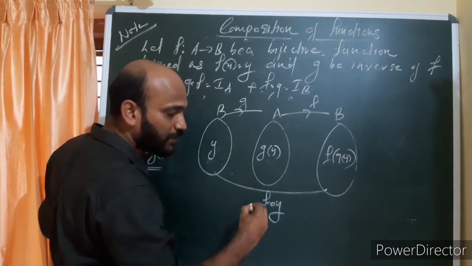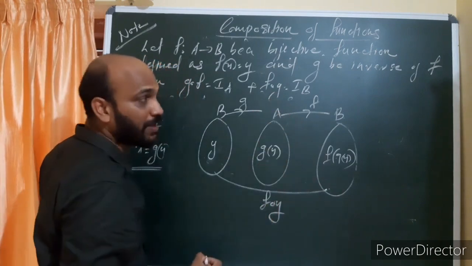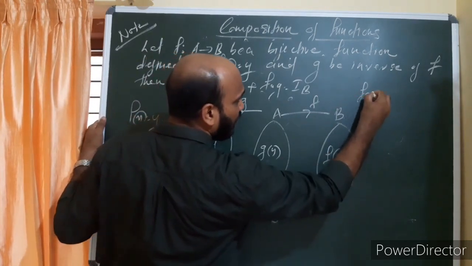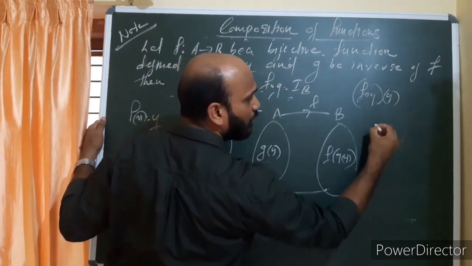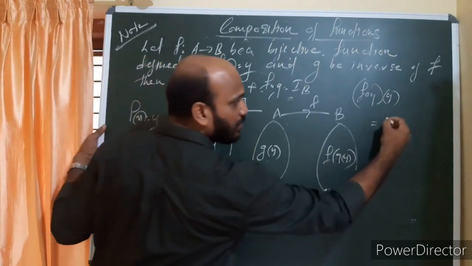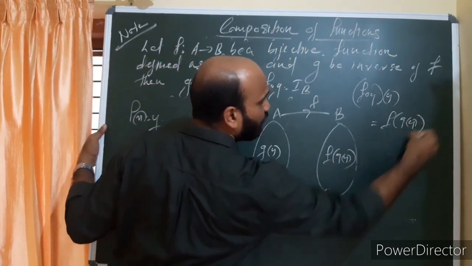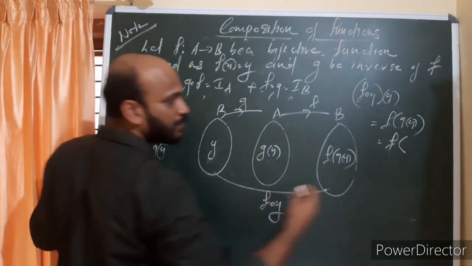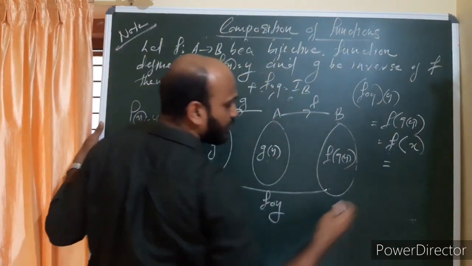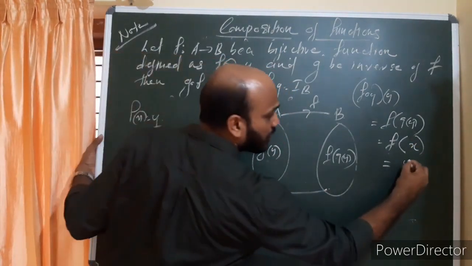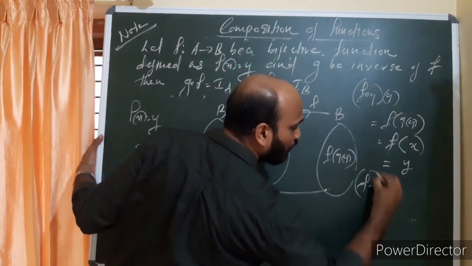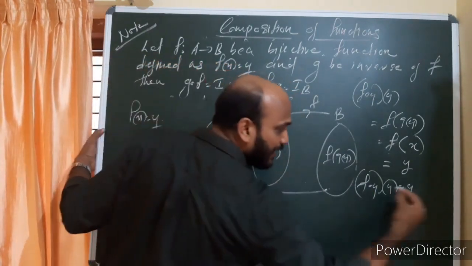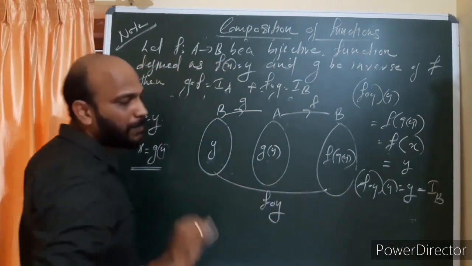So it is clear that F of G is a function from B to B and G of F is a function from A to A. So now we want to show that F of G of Y is equal to Y. For that, just use definition. That is F of G of Y. F of what is G of Y? G of Y equal to X. F of X. F of X equal to Y. That means we are getting F of G of Y is equal to Y for all Y belongs to B. That means F of G is an identity function on the set B.